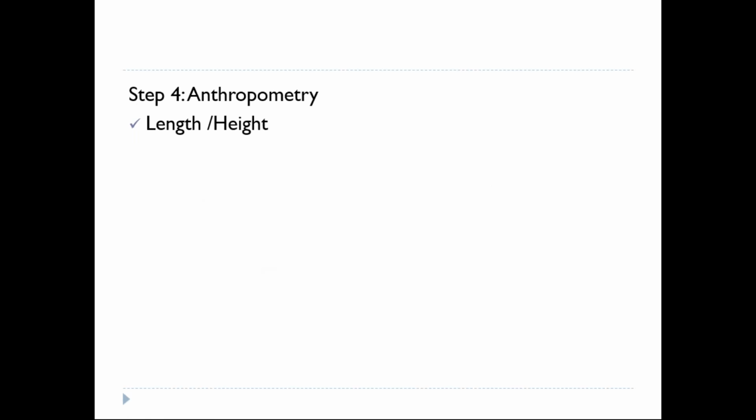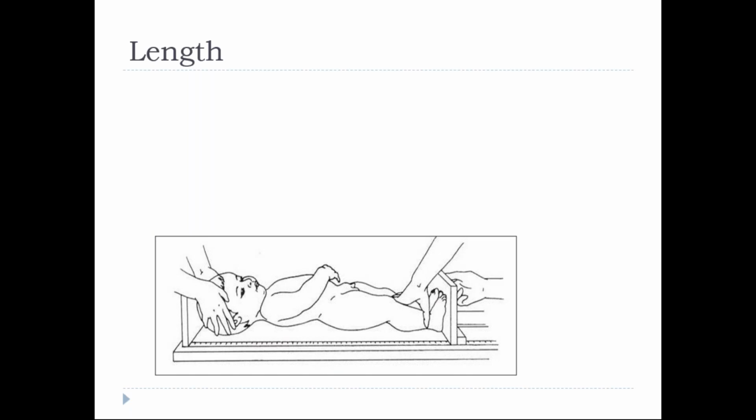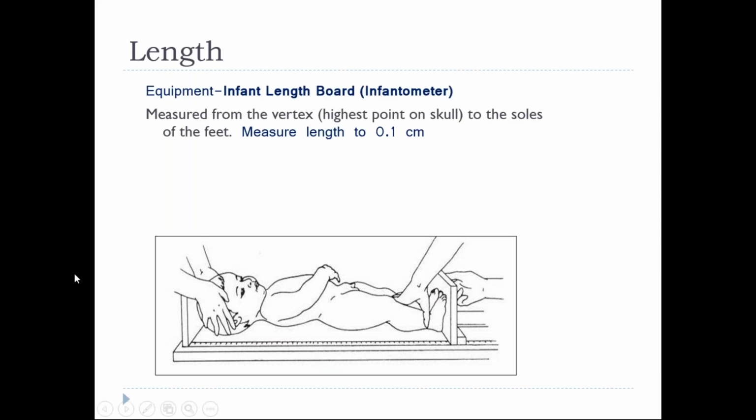So next we come to taking the length and the height. You have already had this class, how to measure the length, so I won't go into the real details of it. This is an infantometer, and this is how you let the baby lie down on the infantometer. Usually till 2 years of age we take the length, and above 2 years we take the height. You measure from the vertex, the highest point, to the soles, to the nearest 0.1 centimeter.